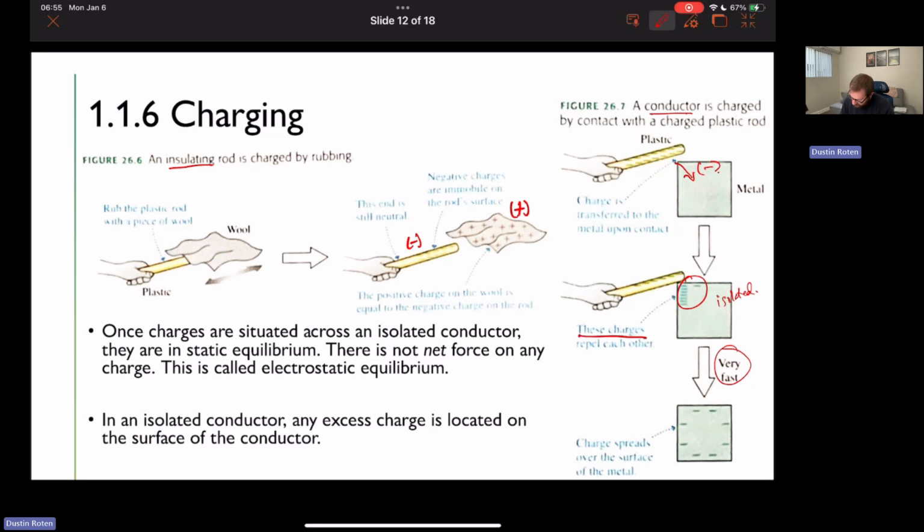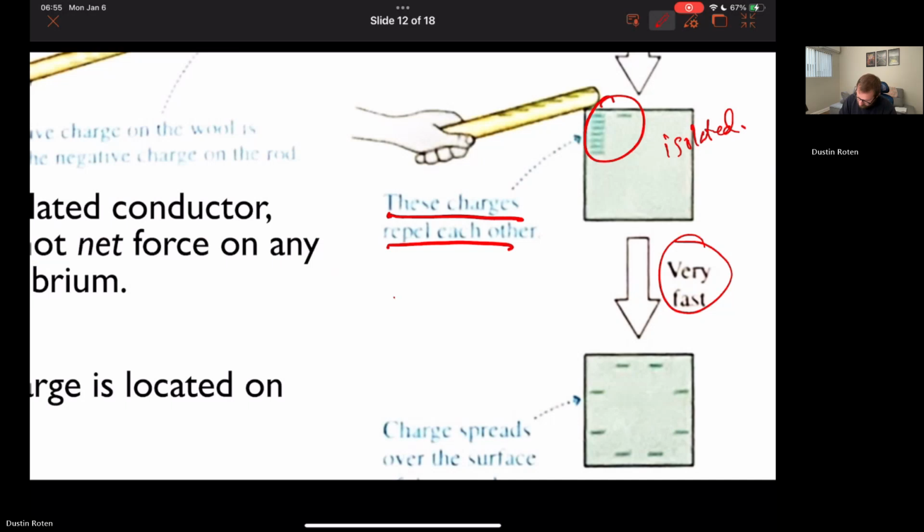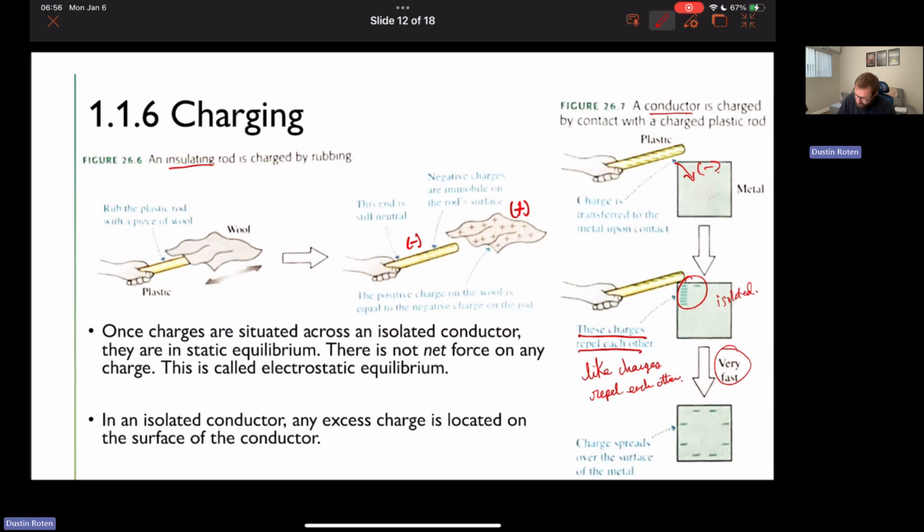So that's what's said here. Just like positives and negatives attract, like charges are going to separate. Like charges. So even though they're all in a clump, they hate being around each other, so they spread out.